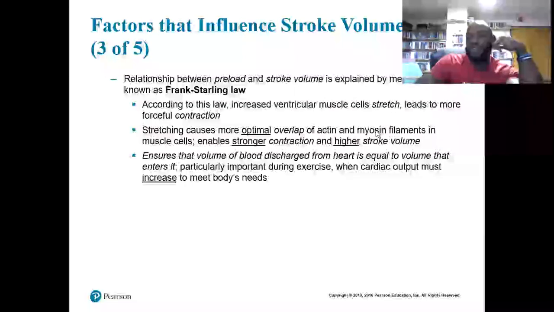The more the ventricle is stretched, the more forceful the contractions. Stretching causes more optimal overlap of your actin and myosin. This is the relationship, which can help increase your stroke volume. So basically, the more flexible those heart muscles, the stronger those heart muscles, the more your stroke volume is going to be.